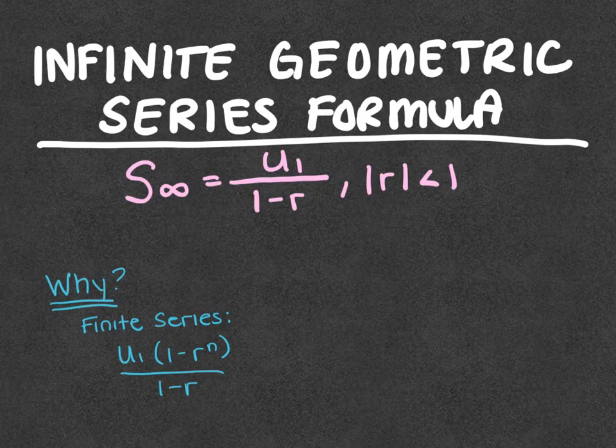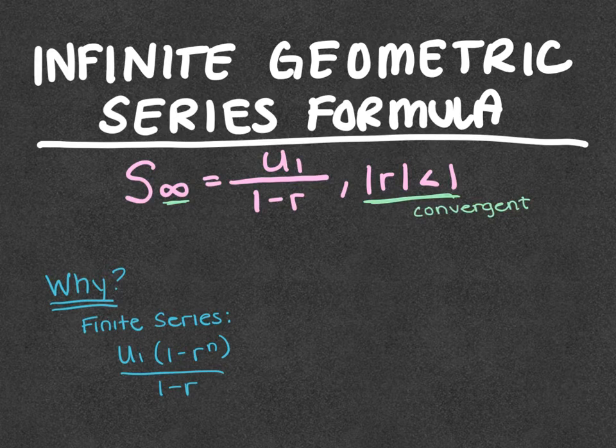So the sum for an infinite amount of terms is going to be our first term divided by 1 minus our common ratio. And we can only do this when our ratio is less than 1 because, again, this would make it a convergent series, so approaching 0.